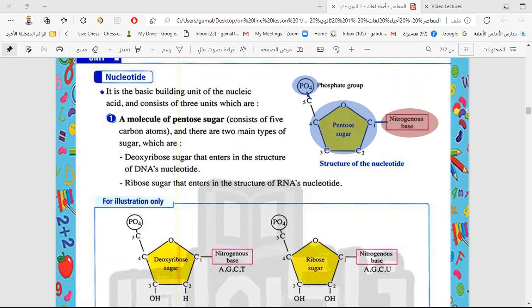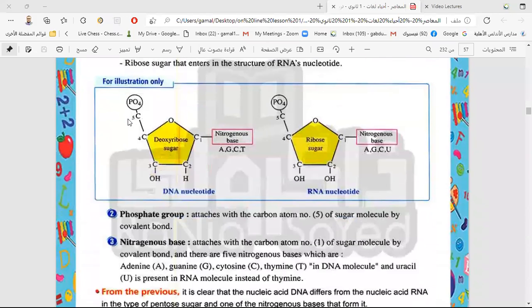Now, if we want to bend two nucleotides together, what will we do? And here we have the differences between the nucleotide of DNA and the nucleotide of RNA. We have four nitrogenous bases: A, G, C, T. The one with letter A is adenine, the one with letter G is guanine, the one with letter C is cytosine, and the one with letter T is thymine.